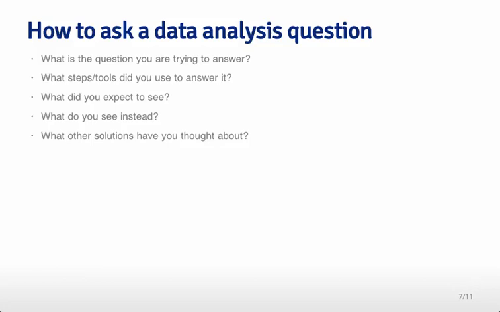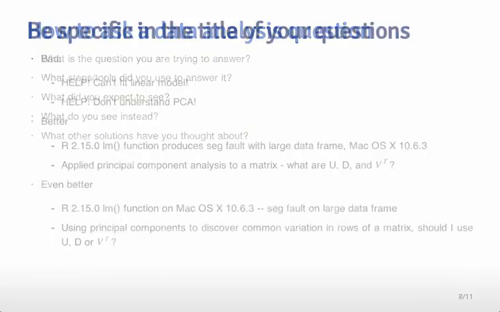And so an important thing to keep in mind here too is what other solutions you might have thought about. So sometimes you've run through 3 or 4 different things to try to get the right answer. And so if you report all the different things you've tried, then when people try to answer your question, they can go directly to something that you haven't tried.